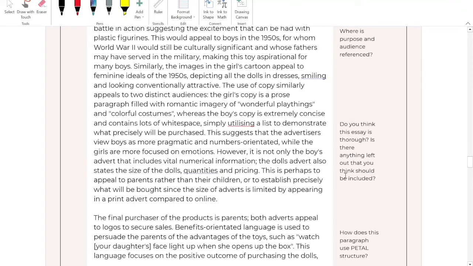However, it is not only the boys' advert that includes vital numerical information. The dolls' advert also states the size of the dolls, quantities and pricing. This is perhaps to appeal to parents rather than their children, or to establish precisely what will be bought, since the size of the adverts is limited by appearing in a print advert compared to online.